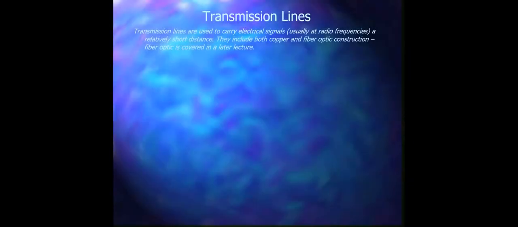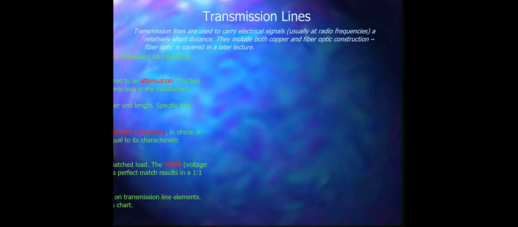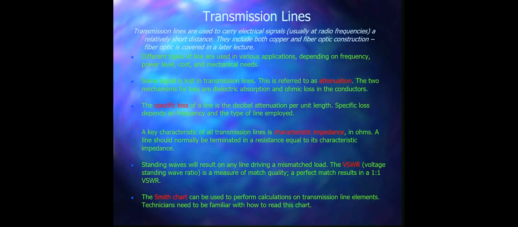Transmission lines are used to carry electrical signals, usually at radio frequencies, a relatively short distance. They include both copper and fiber optic constructions. Fiber optics we are going to see in the next lecture. So let's see what are the different points here.